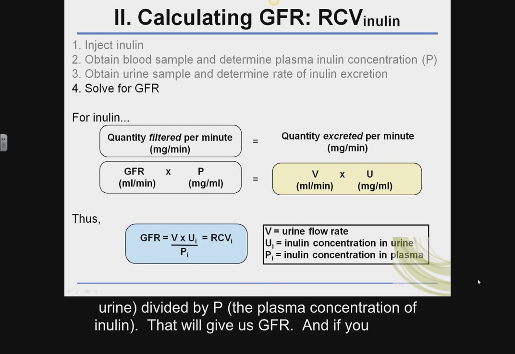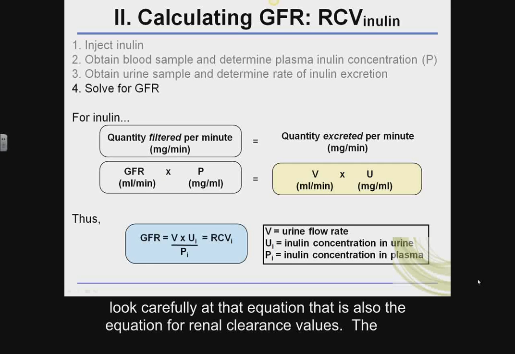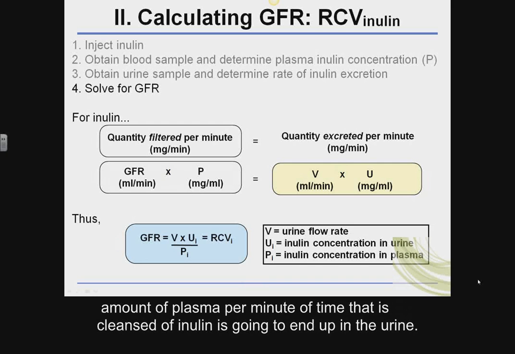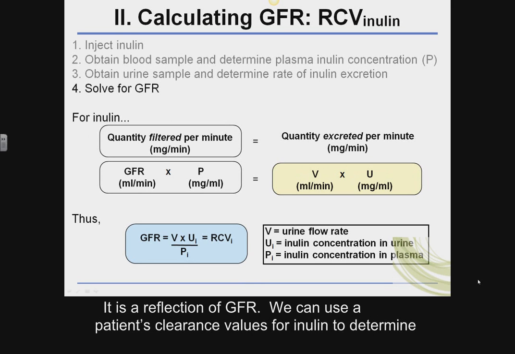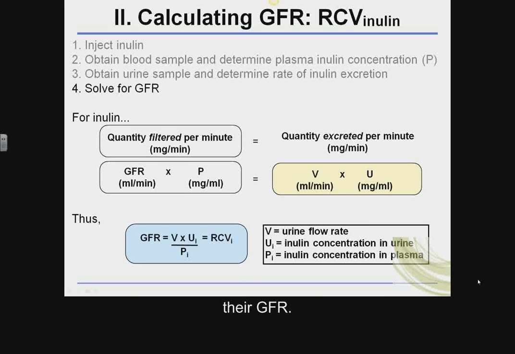So GFR equals urine flow rate times the urine amount of inulin, or the inulin in the urine, divided by the plasma concentration of inulin. That will give us GFR. And if you look carefully at that equation, that is also the equation for renal clearance values. The amount of plasma per minute of time that is cleansed of inulin is going to end up in the urine. It is a reflection of GFR. We can use a patient's clearance values for inulin to determine their GFR.